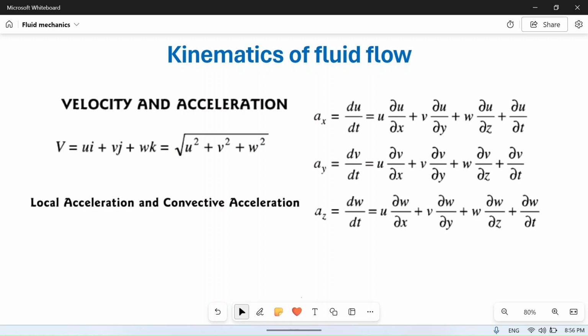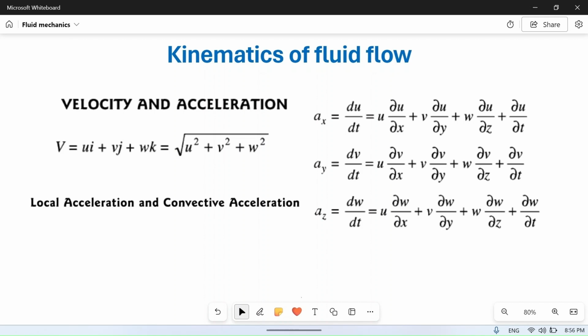So in this video we will read about the velocity and acceleration of a fluid particle in three dimensions. It is part of the kinematics of fluid flow. We will study the resultant velocity and components of velocity, local and convective accelerations, and acceleration in three directions, so total acceleration.